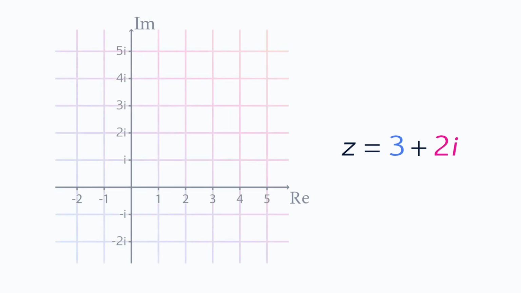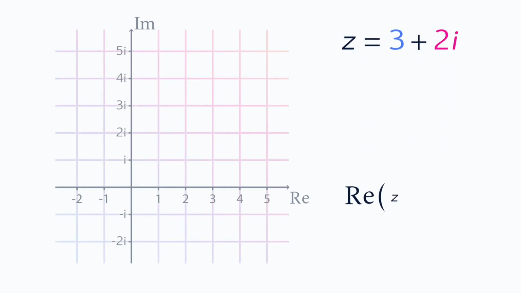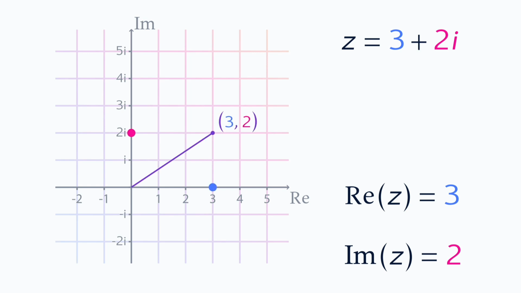Let's look at one final example. Place the number z equals 3 plus 2i in the complex plane. Here, the real part of z equals 3, and the imaginary part of z equals 2. Therefore, the number can be visualized as a vector from the origin to the point (3, 2), like this.